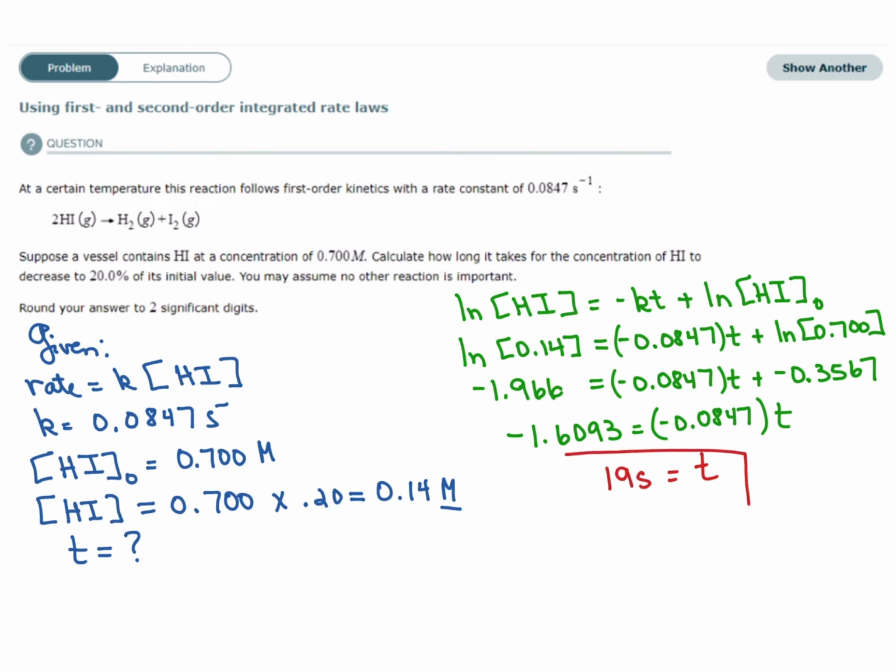So it will take 19 seconds for my final concentration to reach 20% of its initial value. So final answer is 19 seconds.